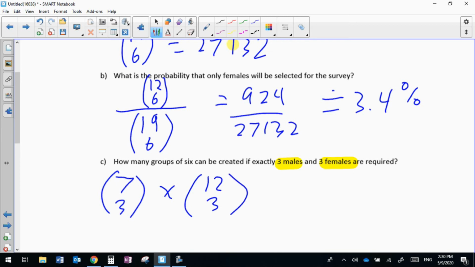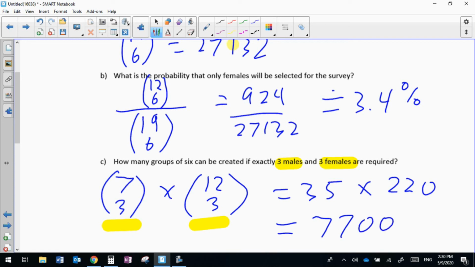Just like that. And that's 35 times 220. So what you're doing here is you're basically saying, look, there are 35 ways to select 3 males. For each of those groups, there's another 220 groups of females. So 35 times 220 gives you all the possible groups we could have.